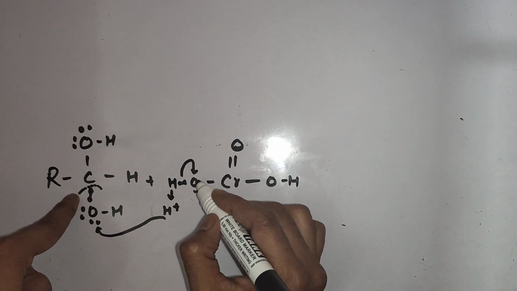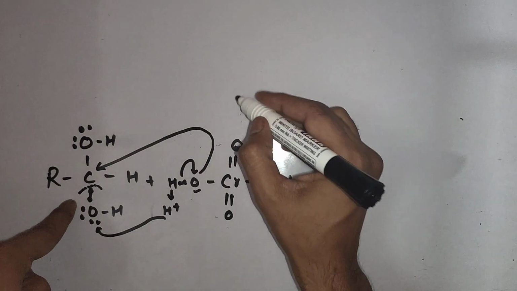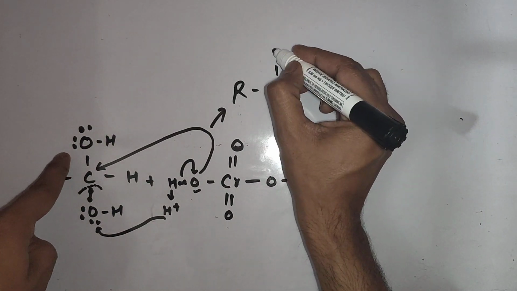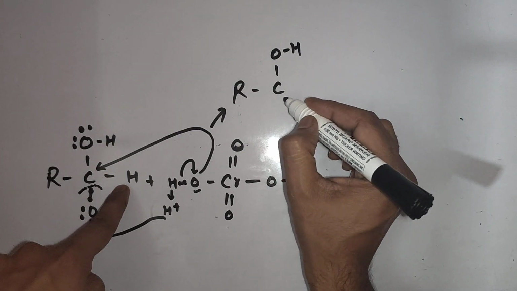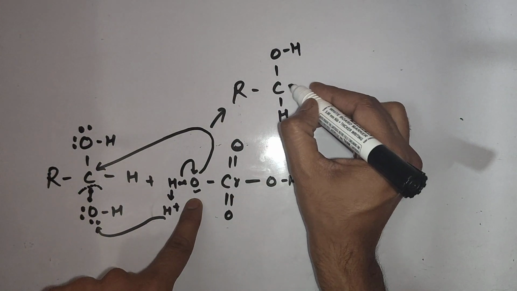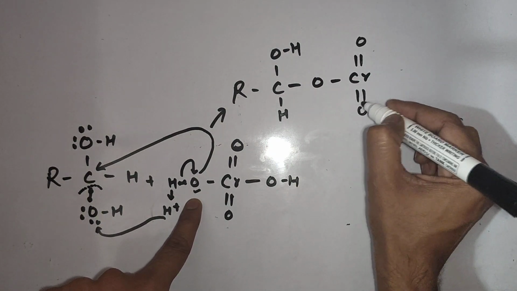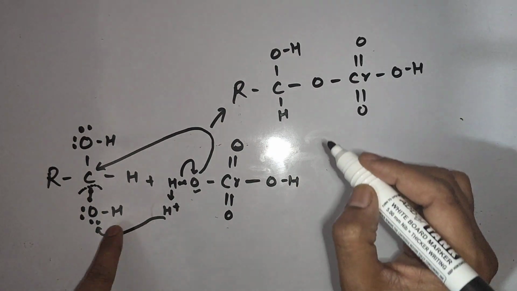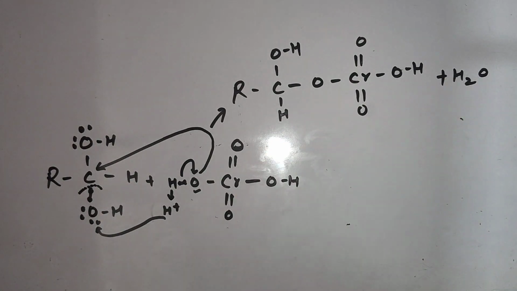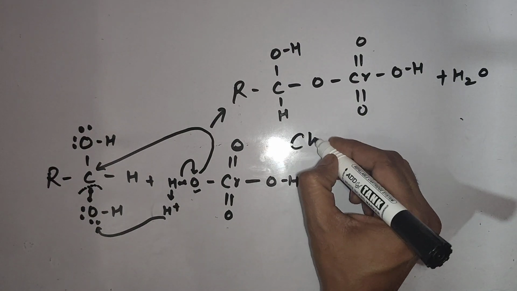So in the same diagram, I am going to combine them. Please watch carefully. This OH as it is. This H I am writing here. This oxygen which is going to make a dative bond with the carbon, that I am writing here. Rest part as it is. And what will release out? H2O will release out. That's it. What did we get again? This is again chromate ester.